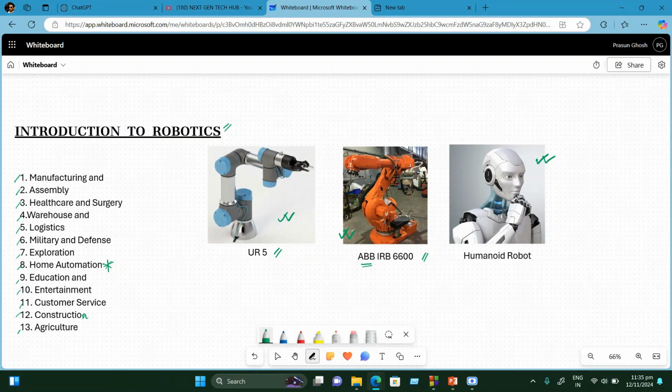There are so many AIs nowadays in WhatsApp called Meta AI. You can also ask there how robots are used in education, entertainment, customer service. So you will get a clear concept of it.